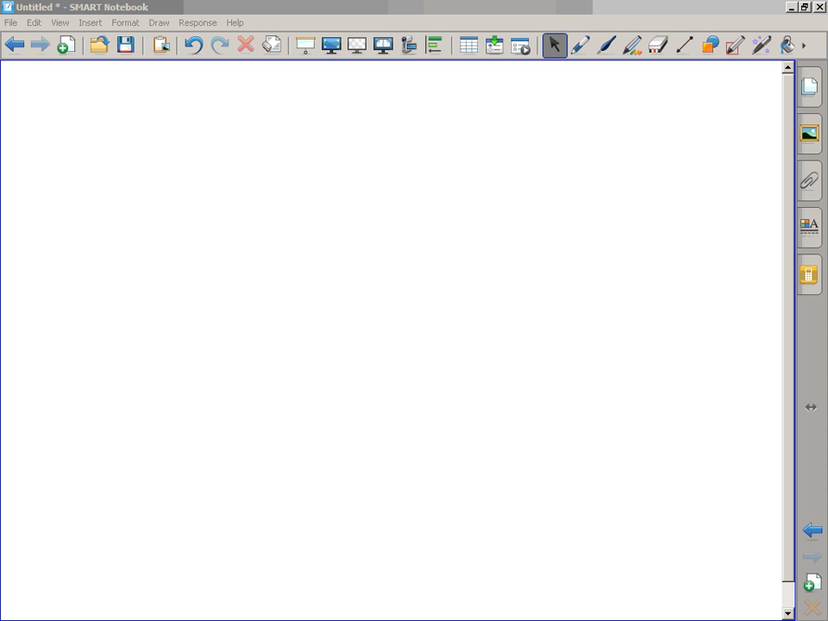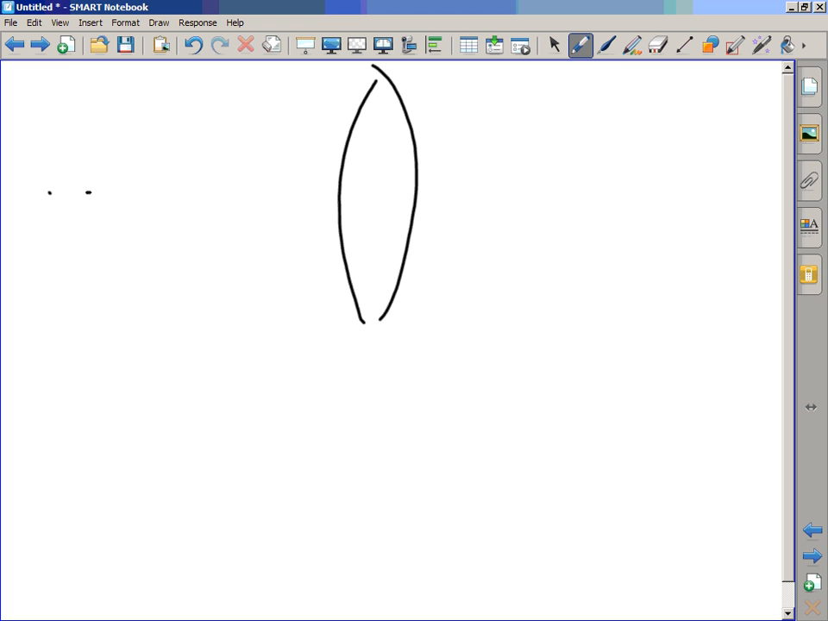Okay, so I've got a thin lens, right? Let's do a double convex just because it's the easier one to deal with right now. Always sketch out a picture of what's going on. Always sketch out a picture, do a ray diagram. It doesn't have to be perfectly to scale, just to get the idea of what's happening here.